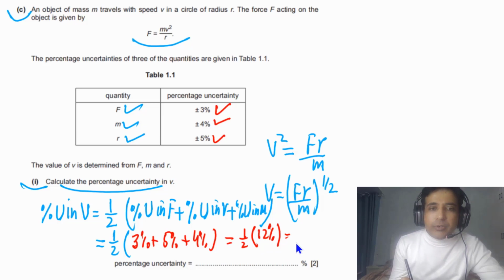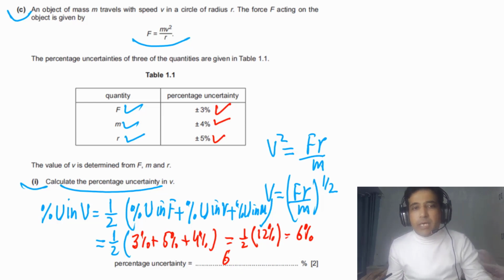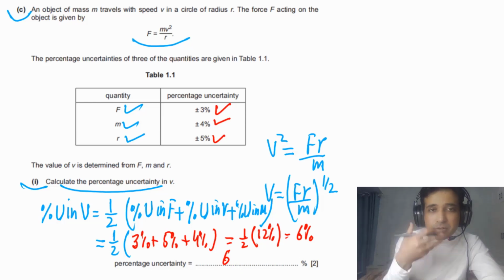Now we divide by 2, so we will get 6%. So this is our final answer. This is the percentage uncertainty in V, and this is how you need to approach it.